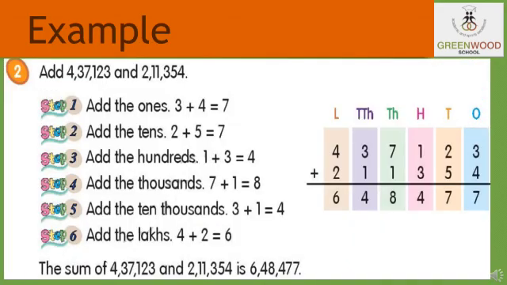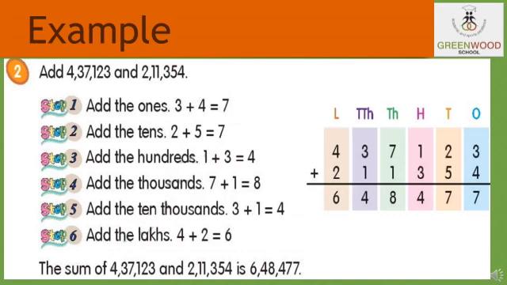Add 4,37,123 and 2,11,354. First place all the values in their respective places, that is ones, tens, hundreds, thousands, 10,000 and lakhs. Step 1, add the ones. 3 plus 4 equals 7. Step 2, add the tens. 2 plus 5 equals 7. Step 3, add the hundreds. 1 plus 3 equals 4.